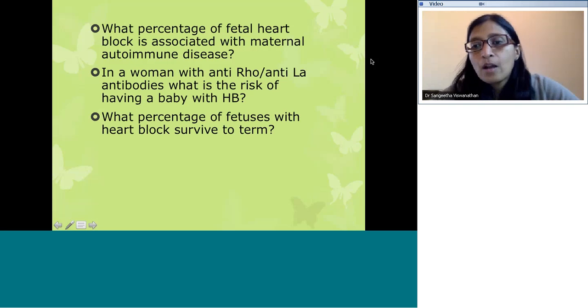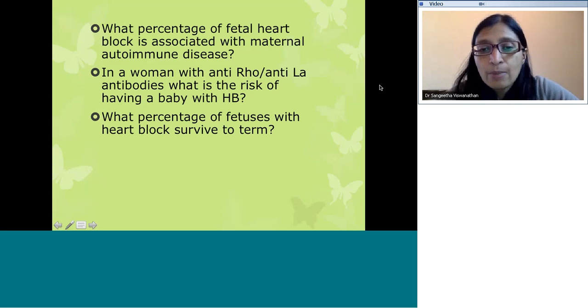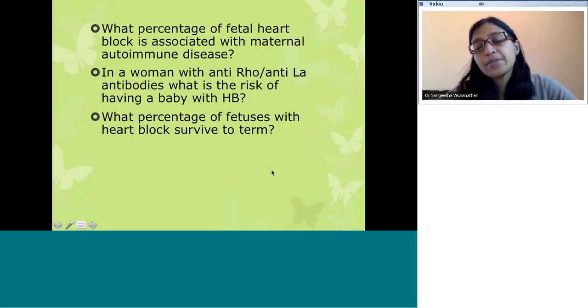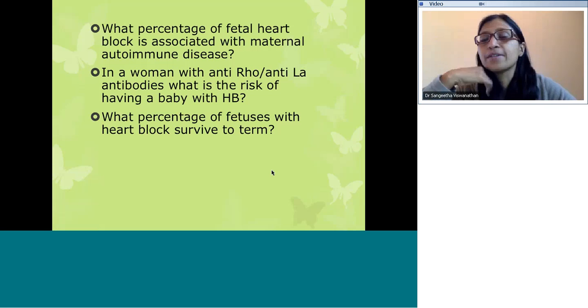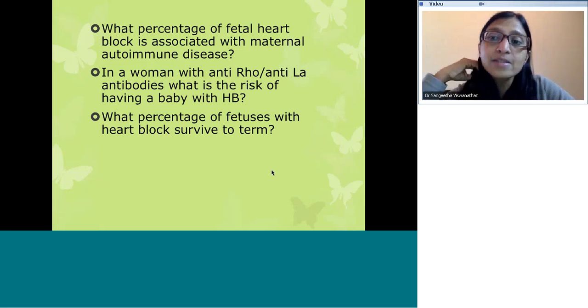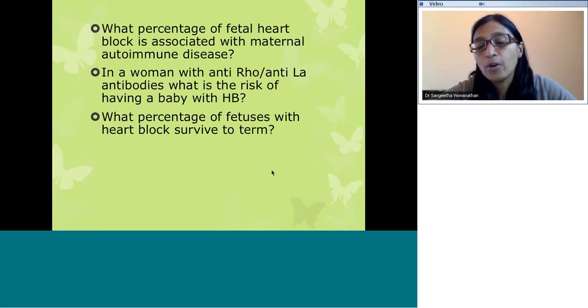So what percentage of fetuses with heart block survive to term? A pretty high percentage. Nearly 75% of them will survive to term. But this percentage drops significantly if the child has got structural heart disease. So if there is some congenital heart disease and there is a complete heart block, then this percentage drops down to about 20-25%.